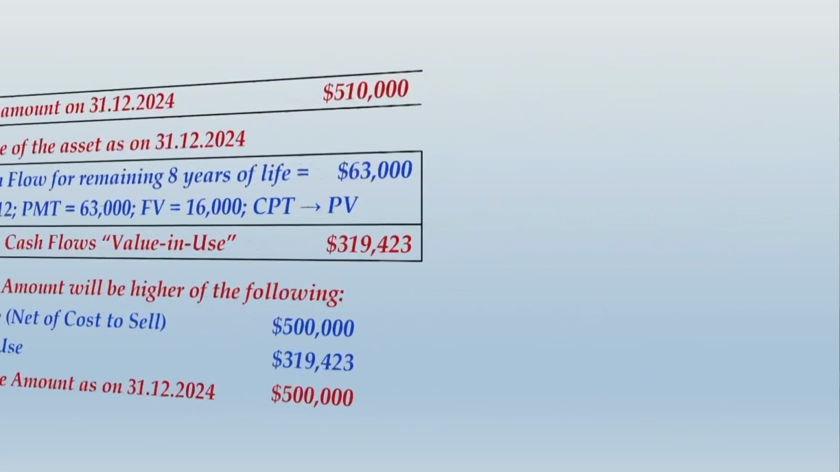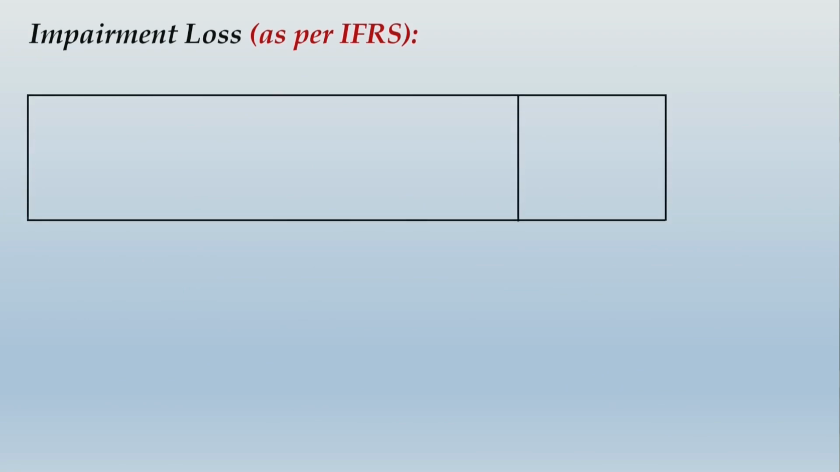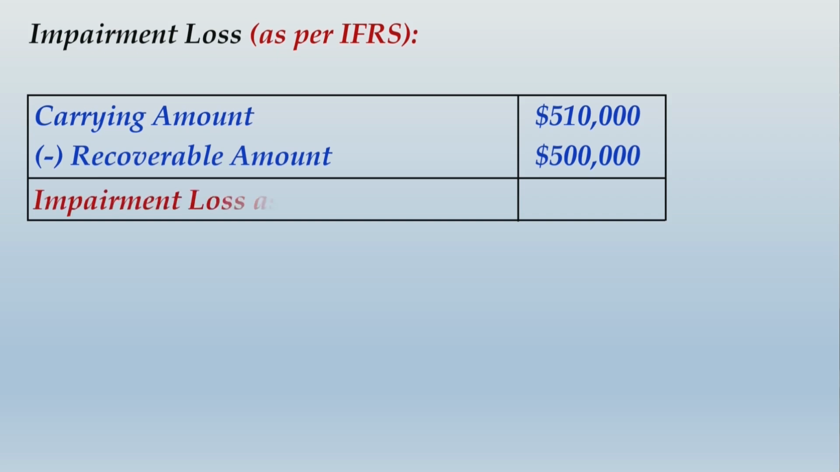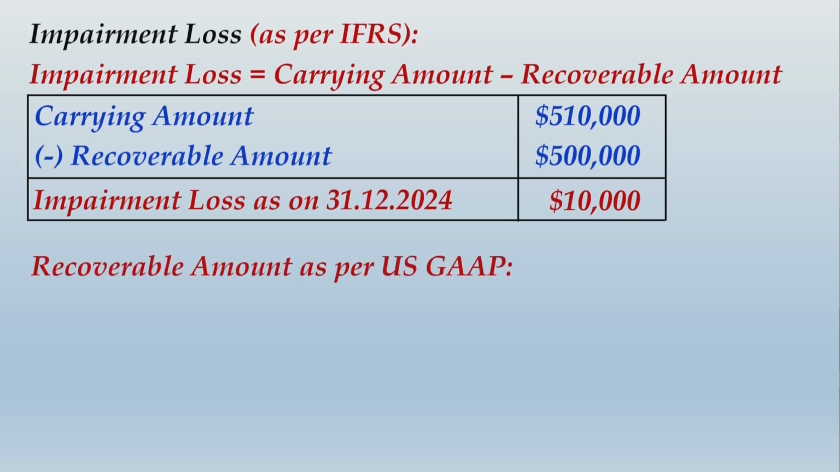Let us move ahead and continue further. Impairment loss under IFRS. It will simply be carrying amount minus recoverable amount, and that will be $10,000. So don't forget to mention that equation over here. Impairment loss under IFRS is carrying amount minus recoverable amount. Now what about US GAAP?